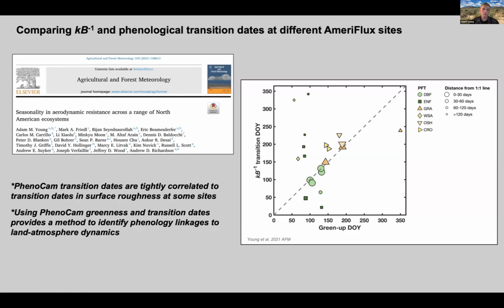And so this and a lot of other related research was published in a paper in Agricultural and Forest Meteorology a few years ago. But the main take home here for this talk is that I wanted to provide an explicit example regarding how we used phenocam-derived transition dates in combination with different AmeriFlux data to better understand how we model and predict sensible heat flux across a wide range of ecosystems.